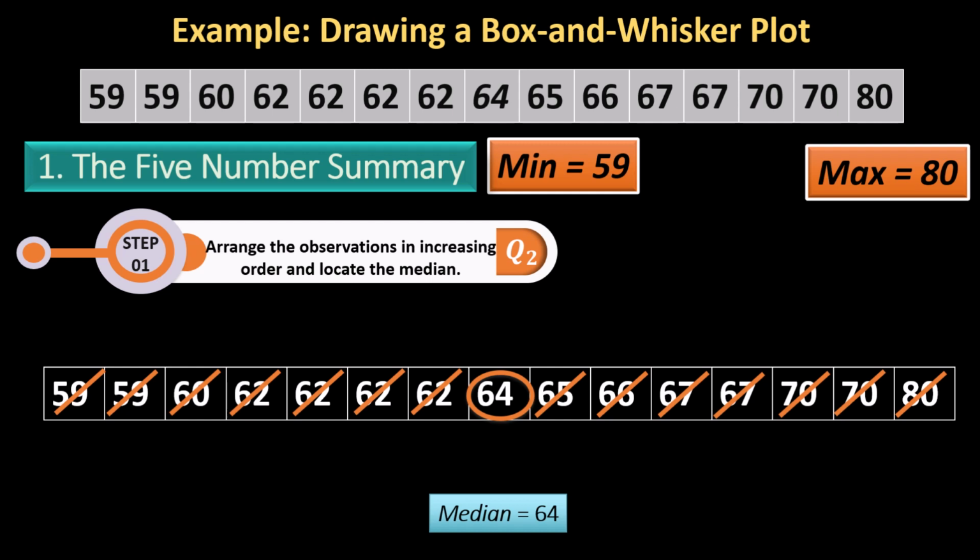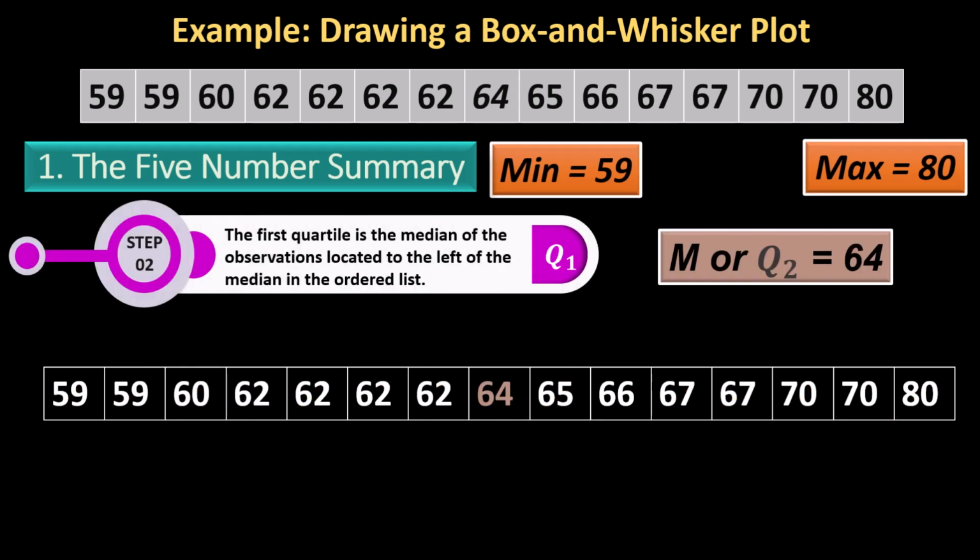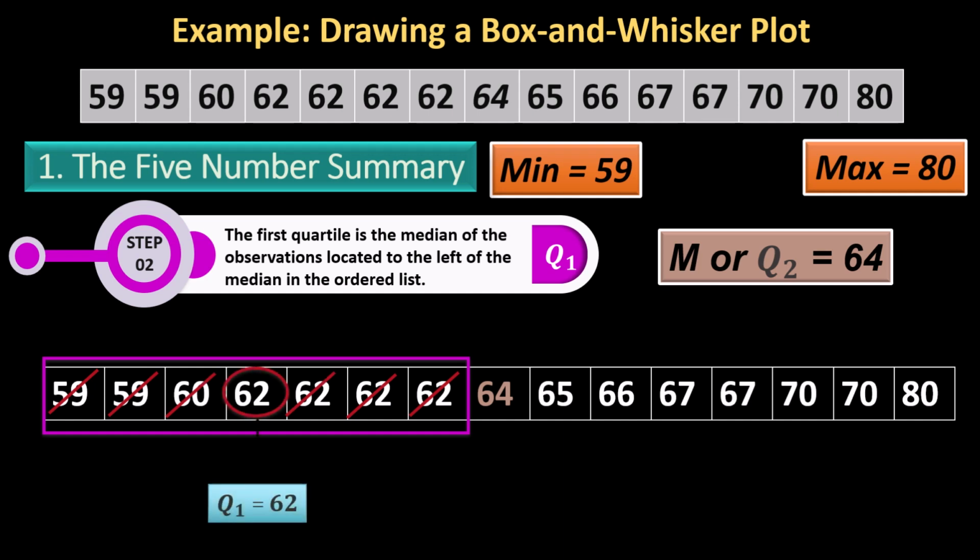Then how do we find the Q1? Median is the Q2, right? We find the Q1 by considering the observations left of the median. Do you remember? I explained this in the previous video. All observations left of the median. The median is 64, so we consider all observations left of the 64. So now you can find the median of this data, that is 62.